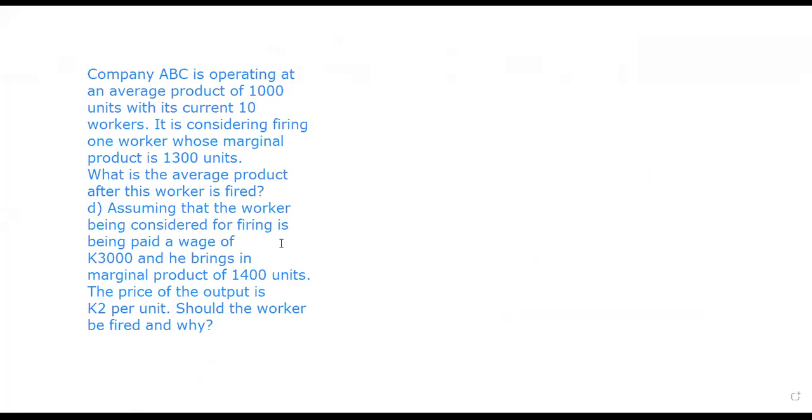The company is operating at an average of 1,000 units with its current 10 workers and is considering firing one worker whose marginal product is 1,300. What is the average product after this worker is fired? So let's identify. What do we have? Average product. What are we given here? Average product is what? 1,000. And the number of laborers? There are 10.